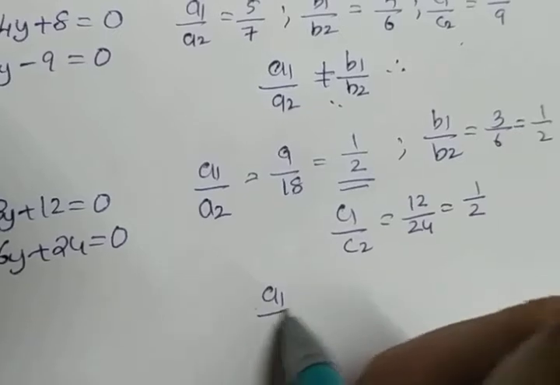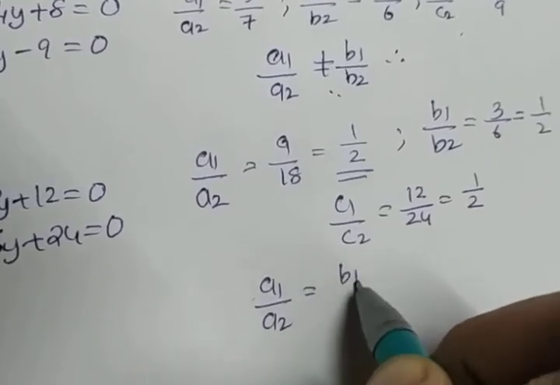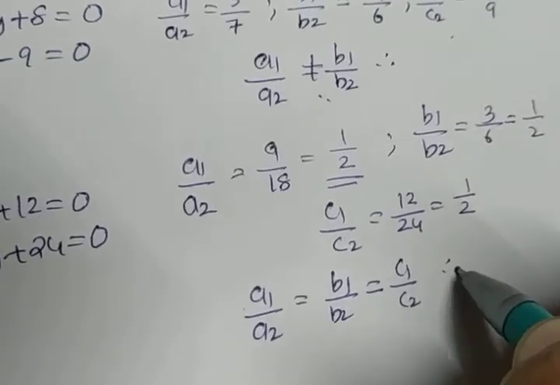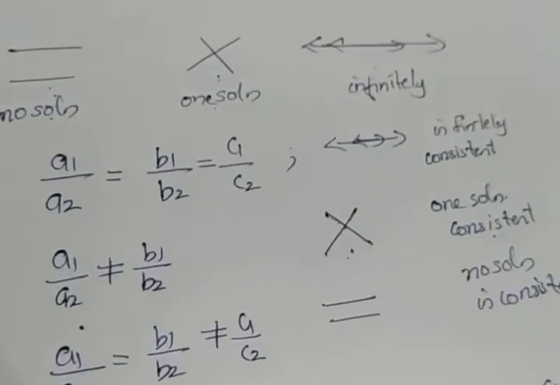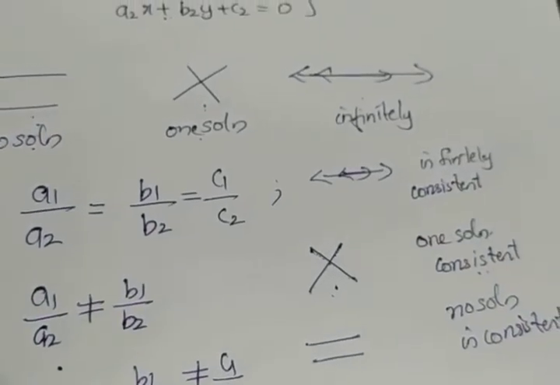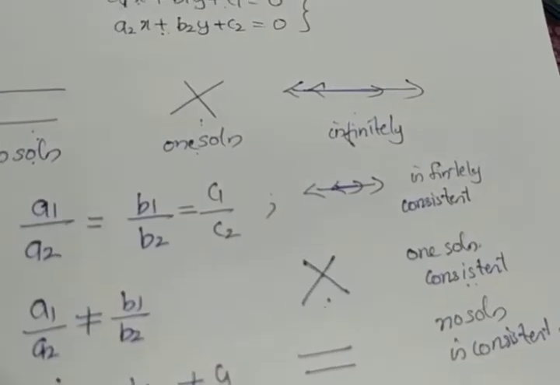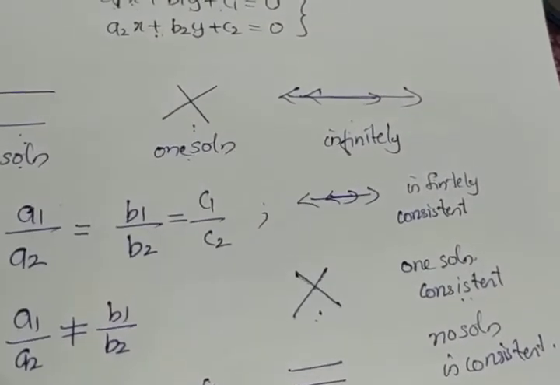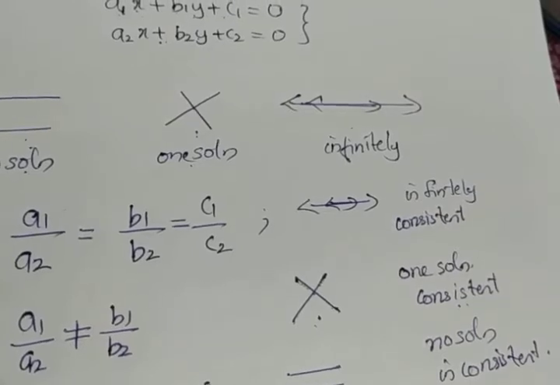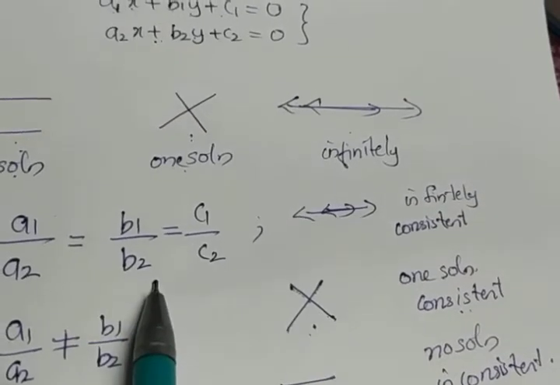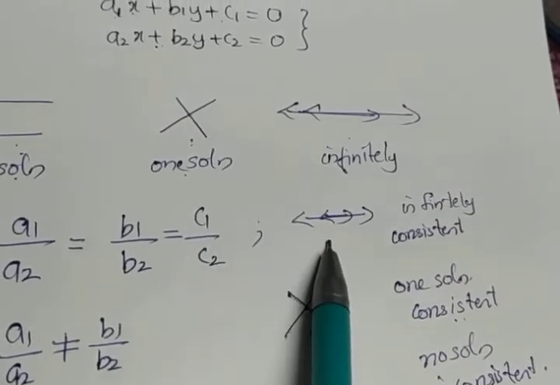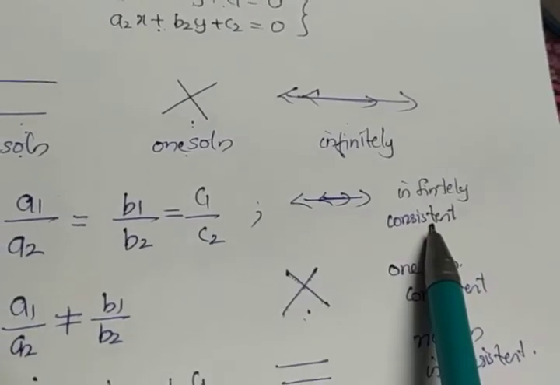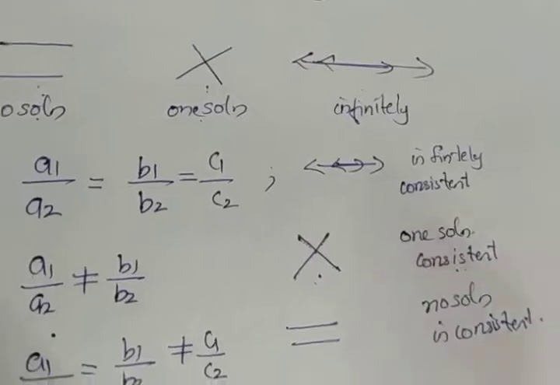So what we are getting: a1 by a2 equal to b1 by b2 equal to c1 by c2. Therefore, if a1 by a2 equal to b1 by b2 equal to c1 by c2, they are coincident lines. There are infinitely many solutions and the system is consistent. If a1 by a2 equal to b1 by b2 equal to c1 by c2, the lines coincide with each other. There are infinitely many solutions and the system is consistent.